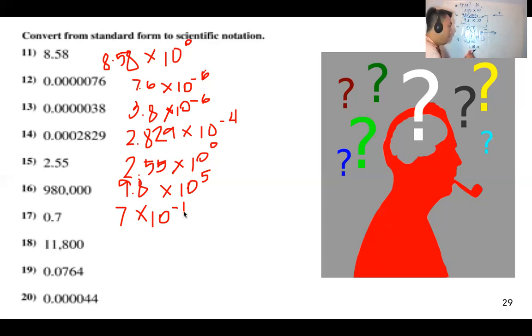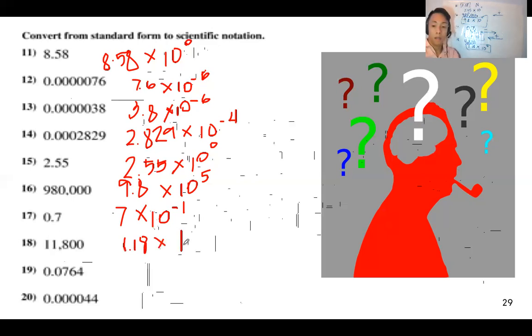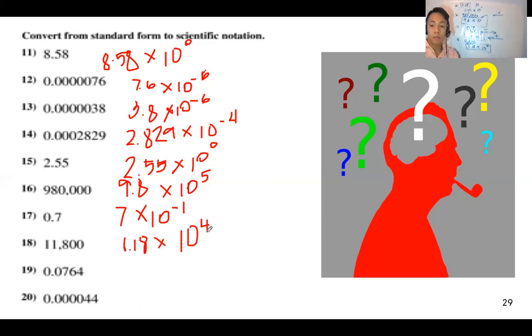So we have 1.18 multiplied by 10 raised to how many decimal points ang minove natin? 1, 2, 3, 4. 4 times tayo nag-move to left side. Left side, positive. So positive 4. 1.18 times 10 raised to 4. That will be our final answer.